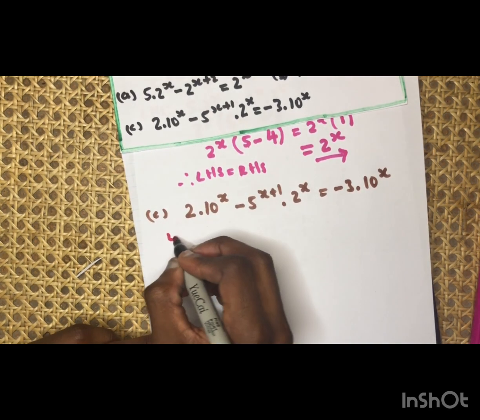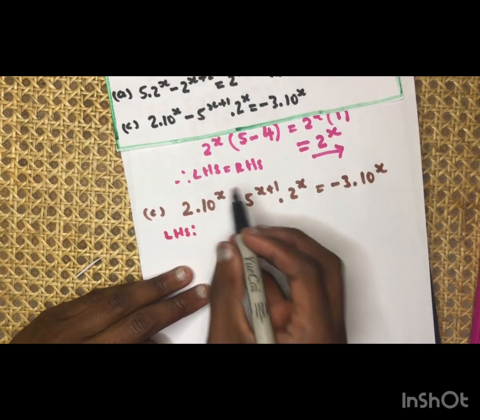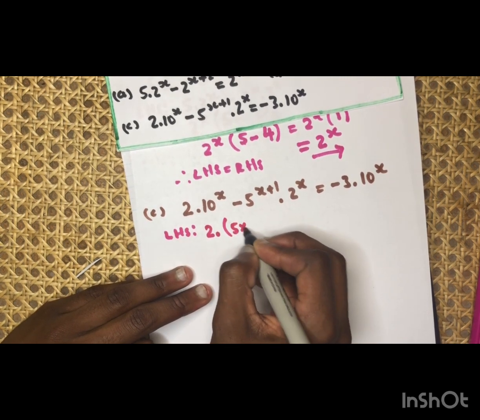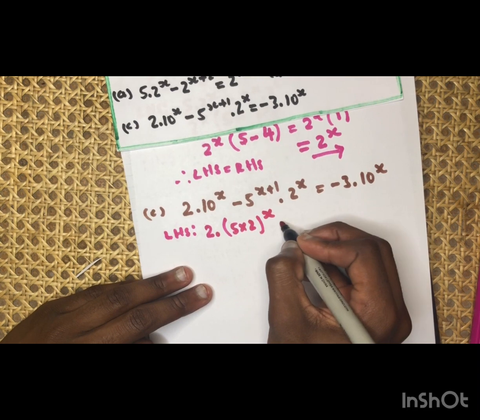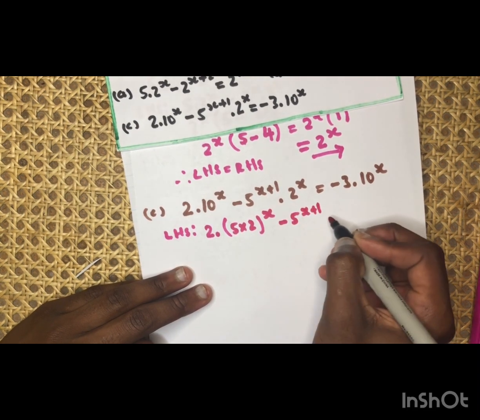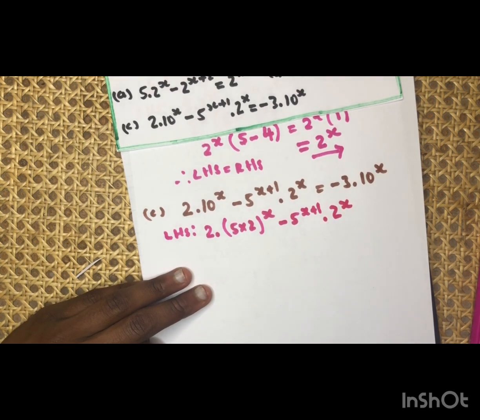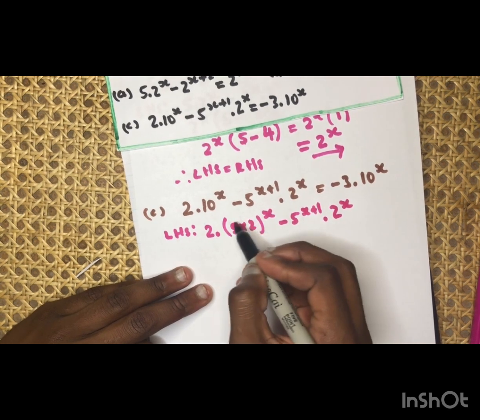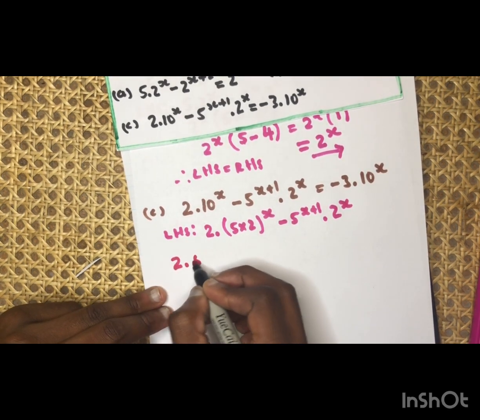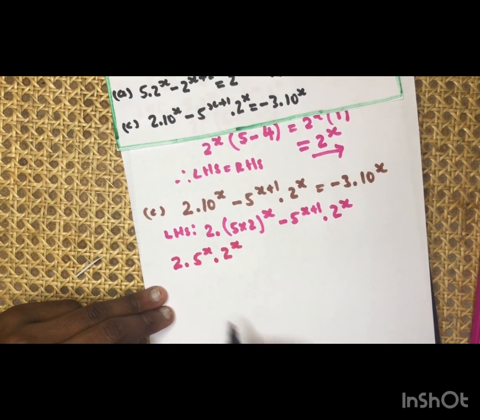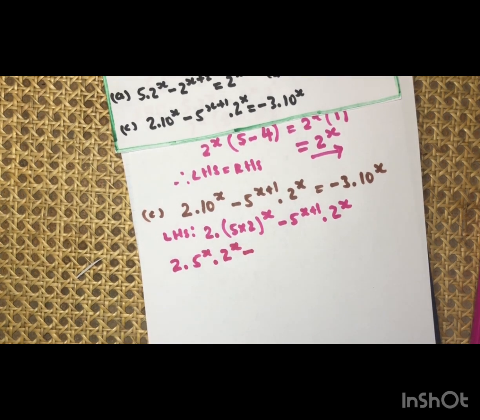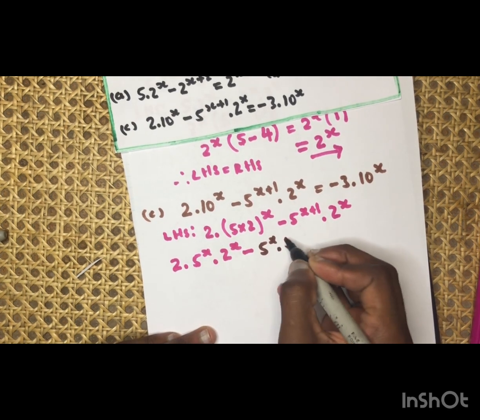So I'm going to consider this one as your right hand side and the left hand side again. I'm going to take the left hand side here. So I need to change the prime factors here of 10. So I have 2 times (5 times 2) to the power x, minus 5 to the power x plus 1 times 2 to the power x. All right. So we're going to apply law number 3 because this x is going to multiply every exponent inside. So I have 2 times 5 to the power x times 2 to the power x. Understand? Minus, then we're going to break this one using law number 1 so that we can take out the common factor. So this is going to be 5 to the power x times 5 to the power 1 times 2 to the power x.